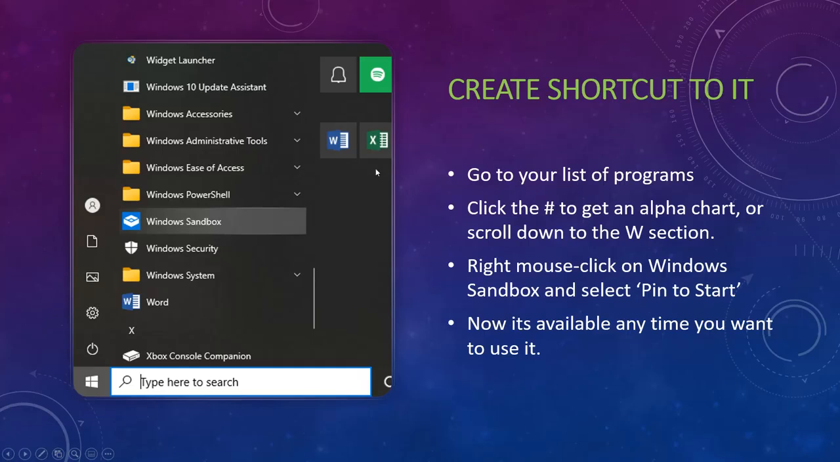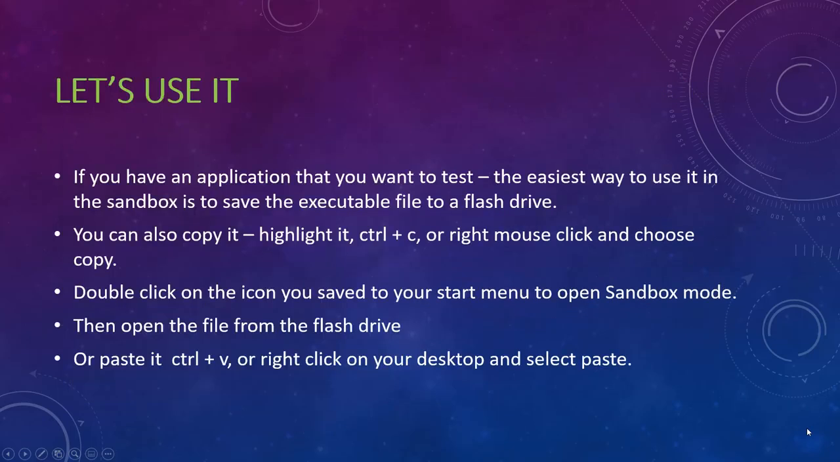So, okay, anyways, scroll down to the W, find Windows Sandbox, right mouse click on it, and select Pin to Start. And then it will be saved over here in your Start menu, and it's available anytime you want to use it. You don't have to do that. You can scroll down every time. It's entirely up to you. I just wanted to show you an easy way to get to it quickly.